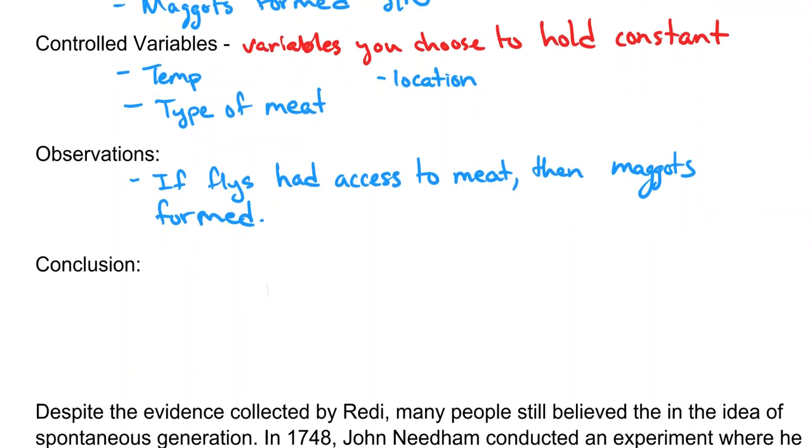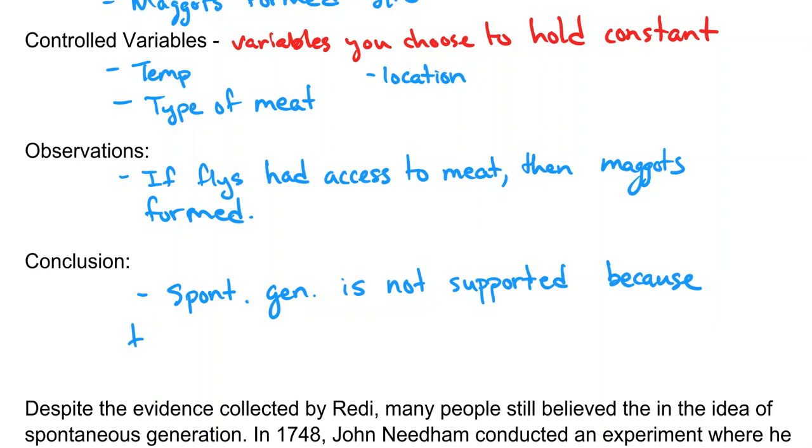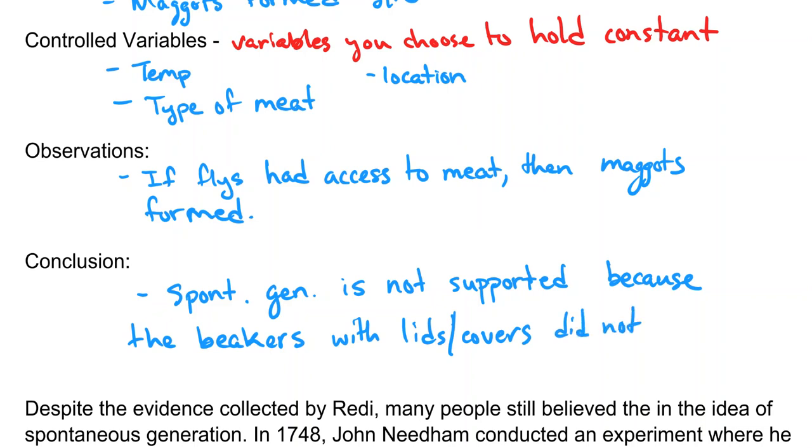So the conclusion that we're going to make is spontaneous generation is not supported because the beakers or the jars with lids or coverings or whatever, the covers did not grow maggots. Perfect.